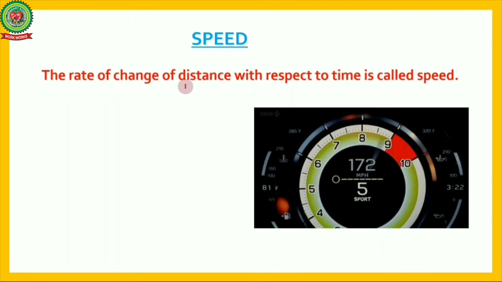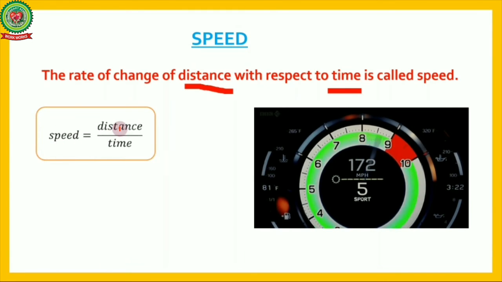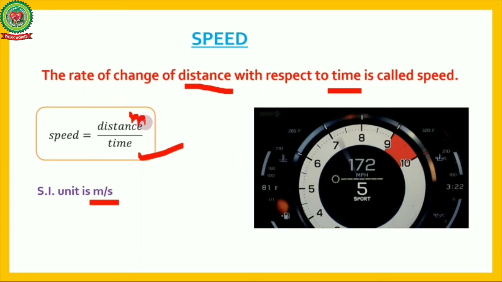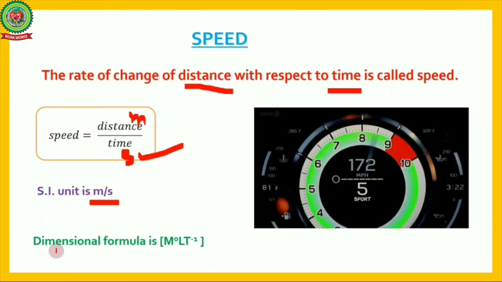Next is speed. The rate of change of distance with respect to time is called speed, and speed is equal to distance divided by time. The SI unit of speed is meter per second, as for distance it is meter and for time it is second. So the SI unit for speed is meter per second. The dimensional formula for speed is 0 in M, 1 in L and minus 1 in time.